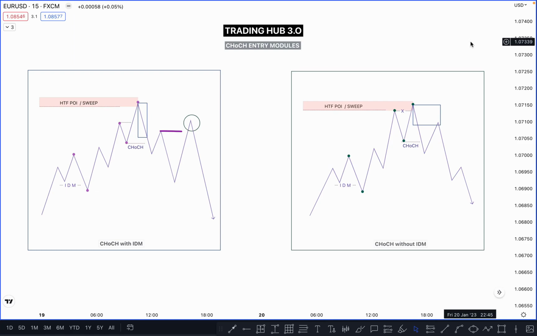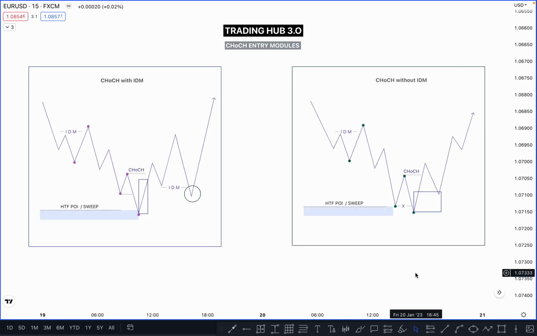Another possible scenario is here, CHoCH with flip and the flip entry model also, which will be covered in the next chapter. The same thing will be applicable in a bullish market, when the market taps on your bullish PD zone, bullish order block, and sweeps the previous major low.